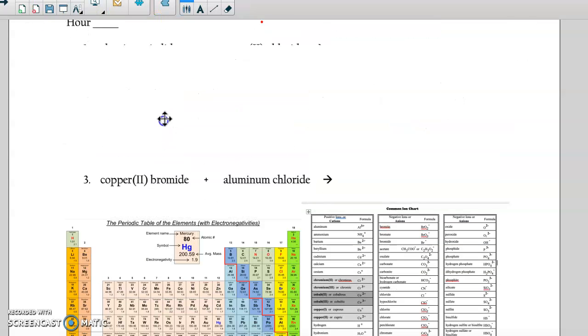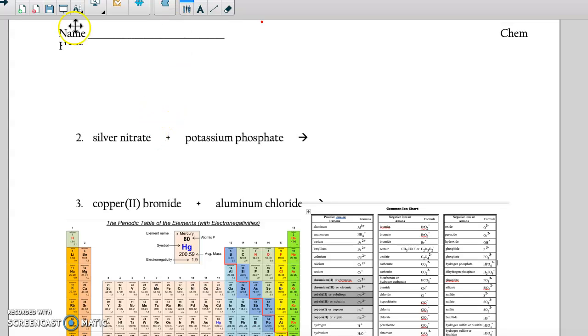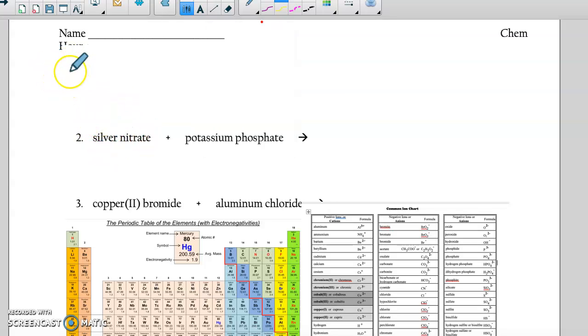I have one more double replacement example that I'm going to do with you, and it is this one right here. It's a double replacement. It's not an acid-base neutralization, but it's done in the same way. So the first thing we're going to want to do is write the chemical formulas. I'm going to do them up here this time. So I know that silver is +1. I know nitrate is -1.